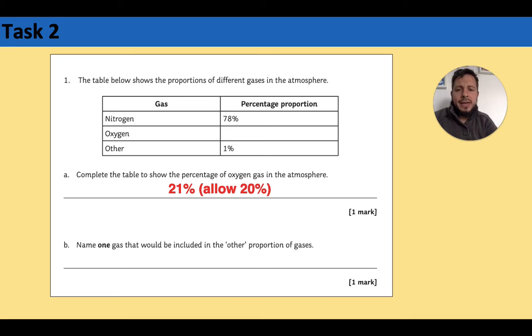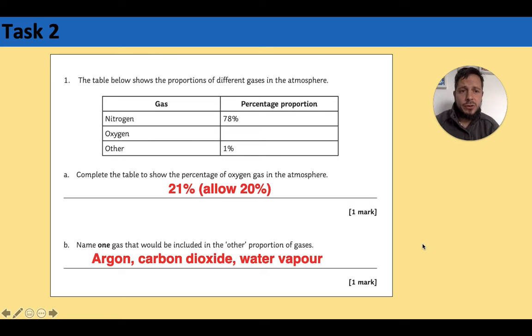Right, name one gas that would be included in the other proportion of gases. So we could have had carbon dioxide, argon, water vapour, or any of those other noble gases.